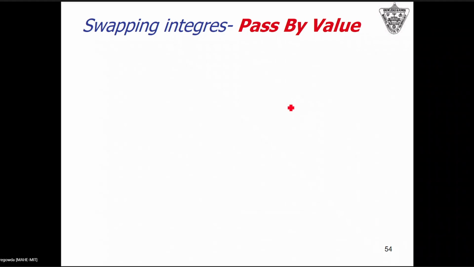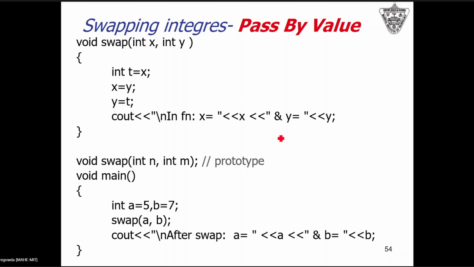Here is an example for pass by value. It is a simple program which is used to swap two integers. This is my main program. If you look at this prototype statement, the return type is void, and it has two arguments, of type integer, n and m.